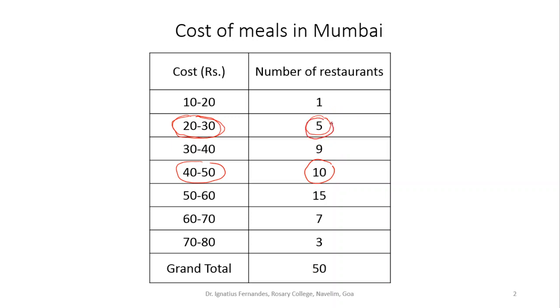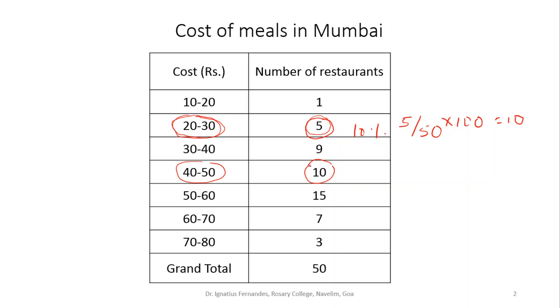The number of restaurants is 5 out of 50. So the percentage is 5 divided by 50 multiplied by 100, and you will get 10. So you will get 10%. So you will say 10% of the restaurants give a meal for rupees 20 to 30.